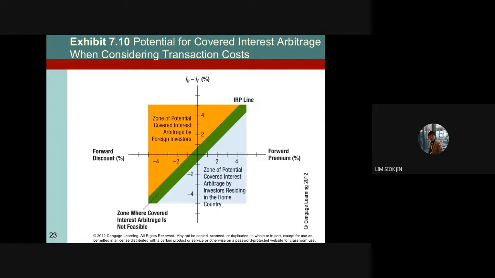Whatever is on the line, there is no interest arbitrage possible. But whatever is above is possible. Whatever is below is also possible, where you can make an interest arbitrage. But by who? The bottom one is by investors in the home country. The top one is potential arbitrage by foreign investors. All right.